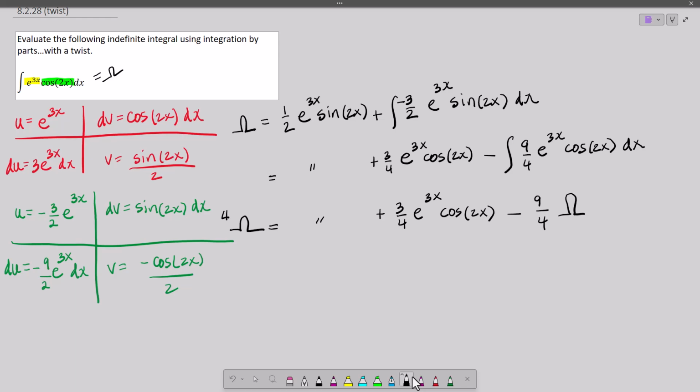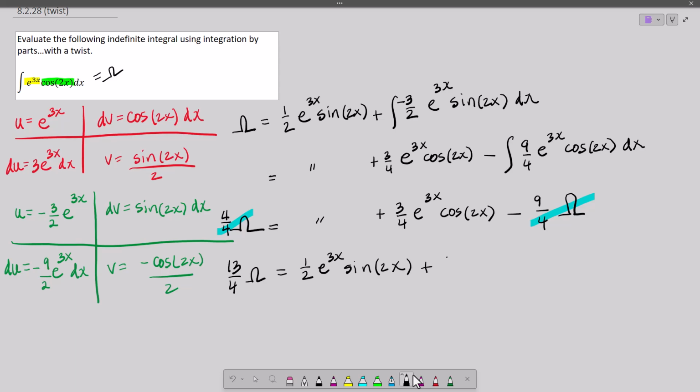For the omega on the left, I will make it so that it has a coefficient that has a denominator of 4, so that we can add these together easily. When we add those together, we have 4/4 and 9/4. Adding is going to be 13/4 times omega. And that is going to equal all this stuff, which I'll write out this time.